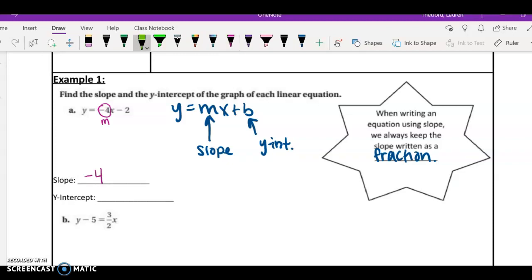And our b is always the constant, which means it's by itself. And so our y-intercept is negative 2. The reason we know it's negative 2 is because normally we have a plus in the equation. But remember, a negative and a subtraction sign are the same thing. So when we see minus 2, it also means negative 2.